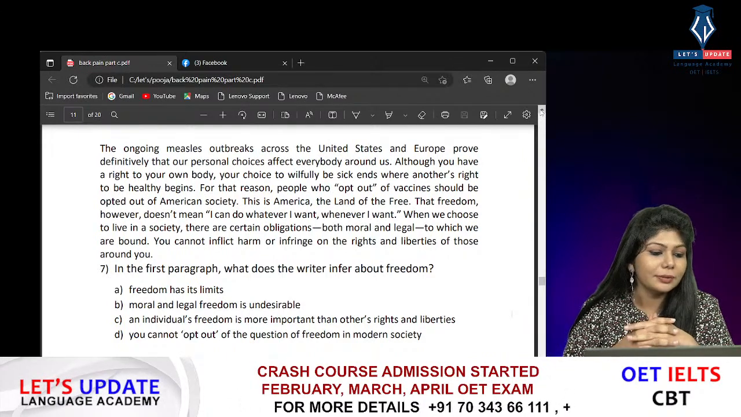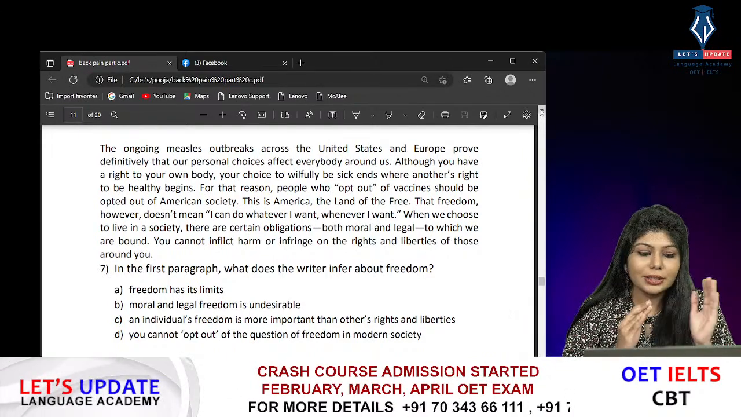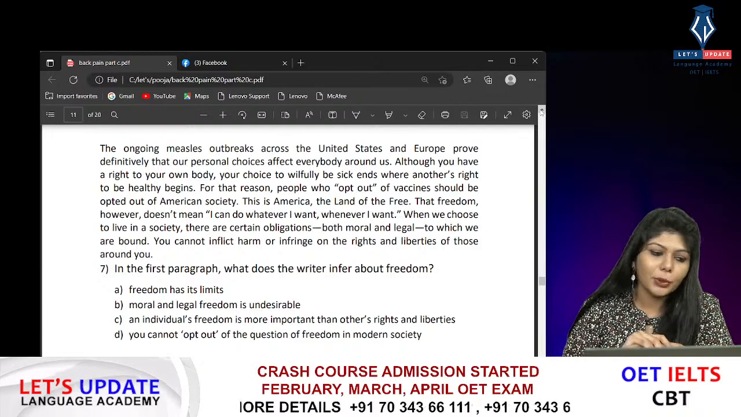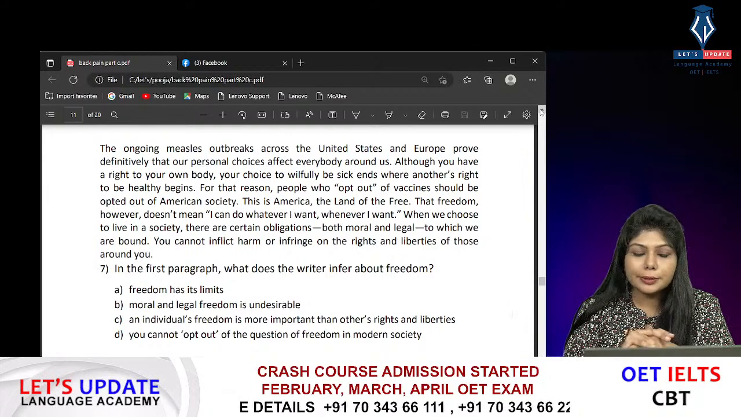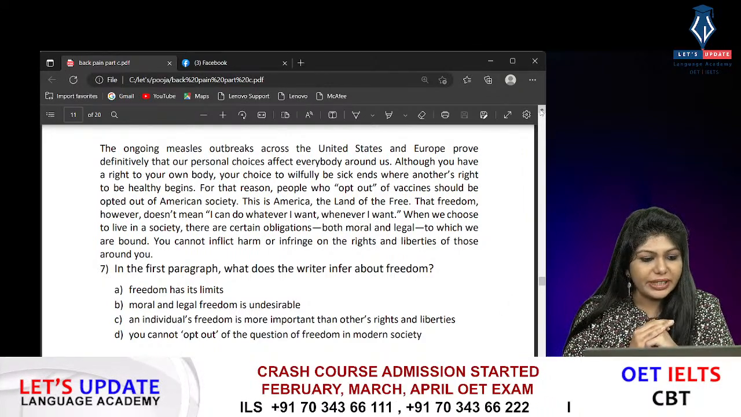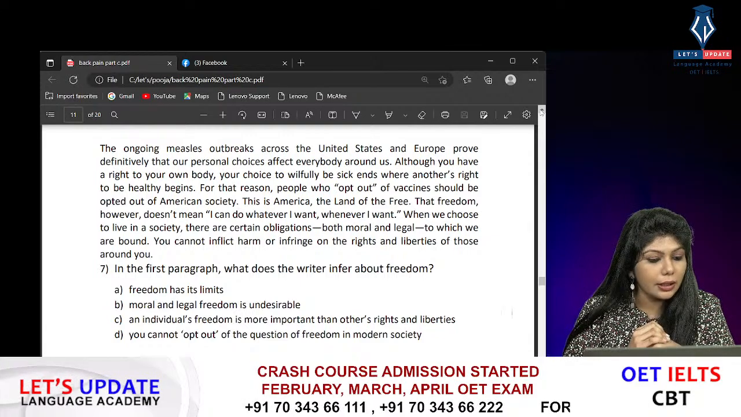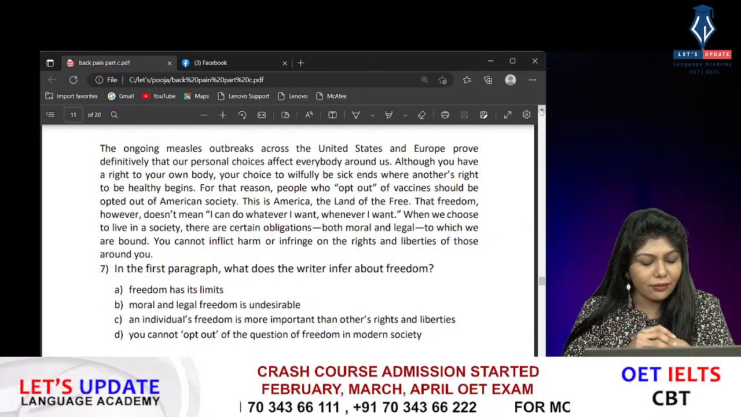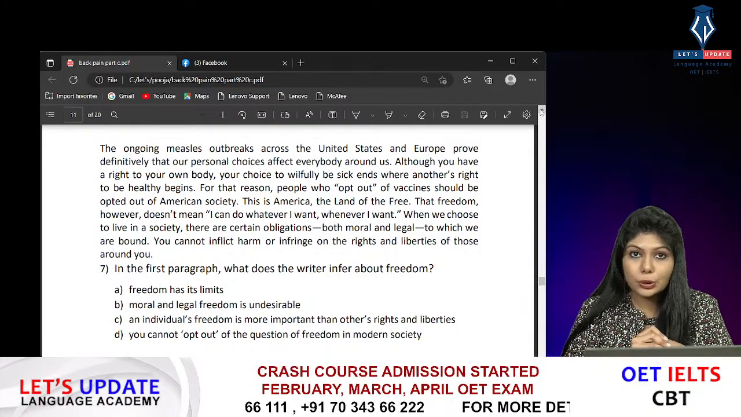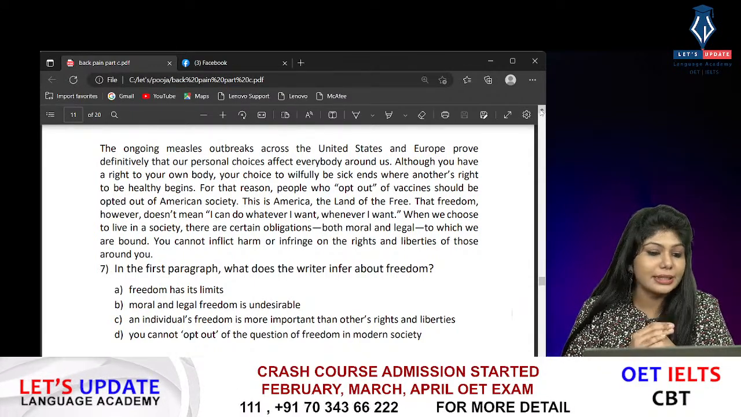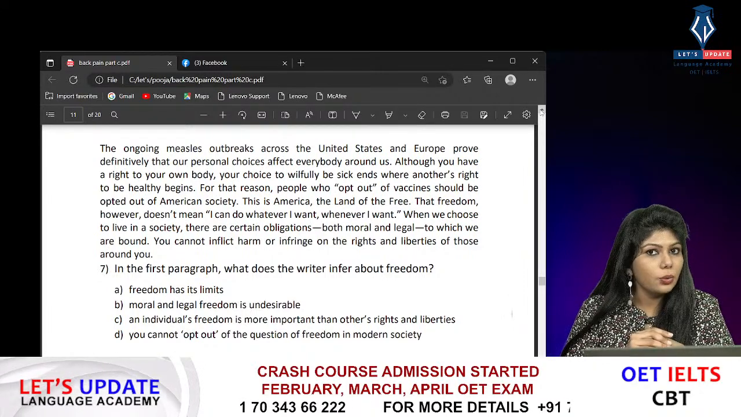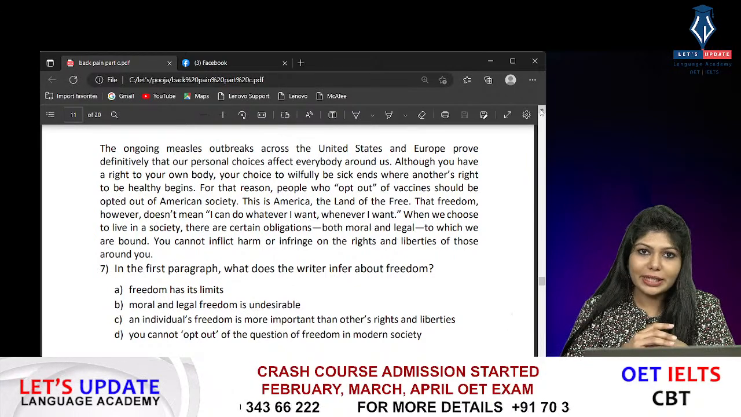So I have restructured the paragraph and the question in such a way that you can see both at the same time. Now we shall go about solving this. As you can see, the very first question is in the first paragraph. What does the writer infer about freedom? That is the question, and now you can see the paragraph. I'll give you a minute to read it by yourself, and then we shall solve it together.